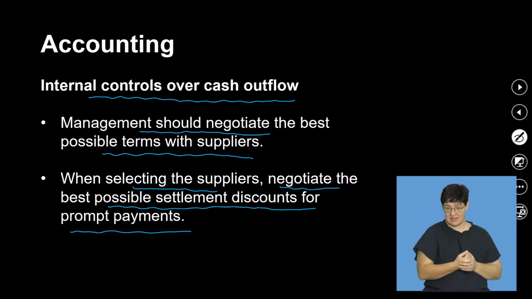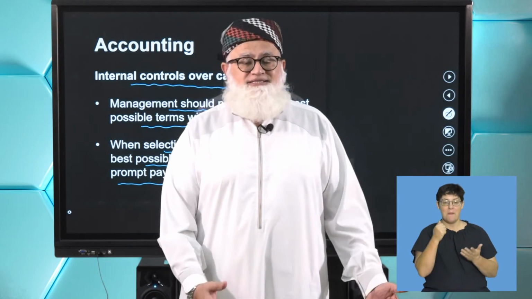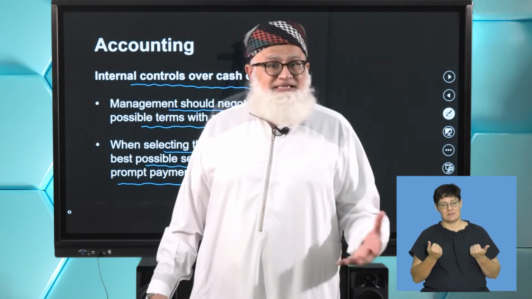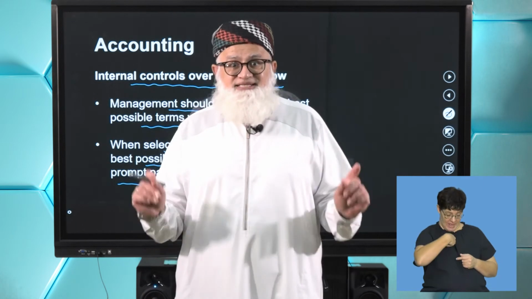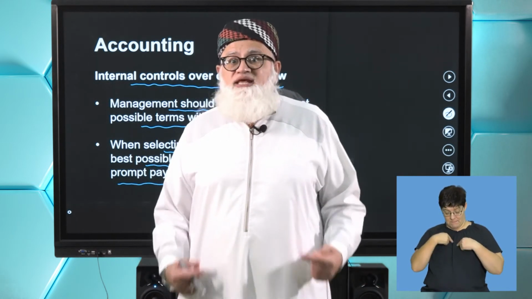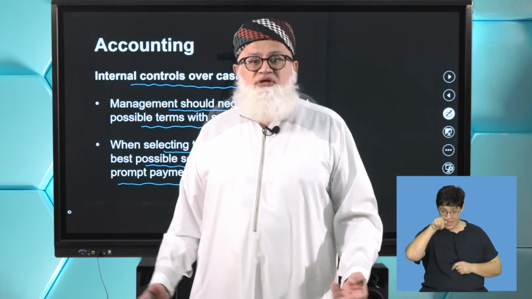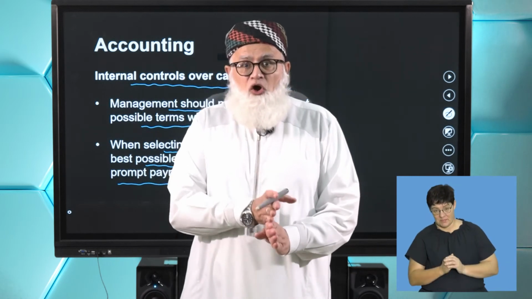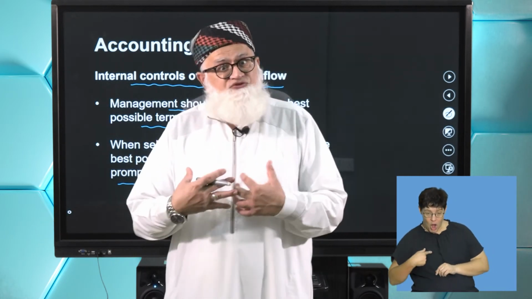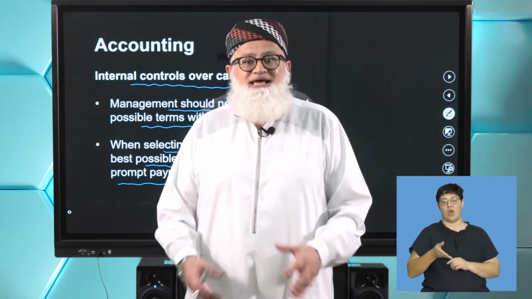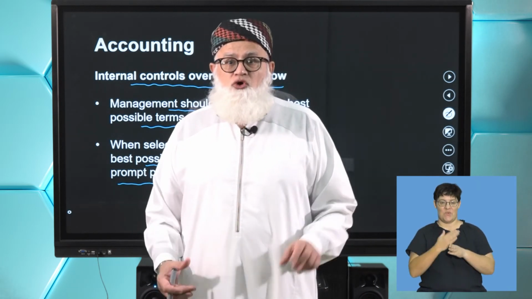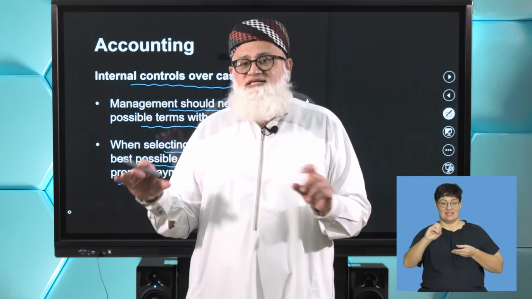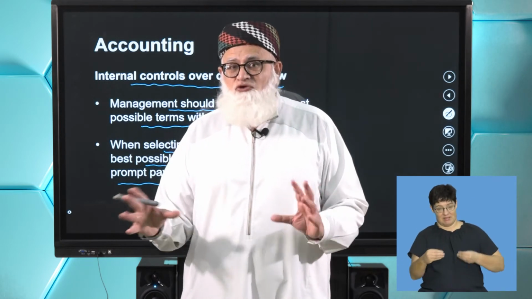Okay? When you're selecting the suppliers, negotiate the best possible settlement discounts for prompt payments. Yes, absolutely critical. When you are buying on credit, like I alluded to earlier on, generally we expect our debtors to pay us within 30 days. However, when we negotiate terms with our creditors, we negotiate in such a way that we get the best possible terms. Because remember, the longer we have to settle our debts, the better for us. In terms of cash flow problems, it makes it easier on the business to collect our debt within 30 days and to pay within 60 days. Can you see? It gives you that leeway in terms of your cash outflow.